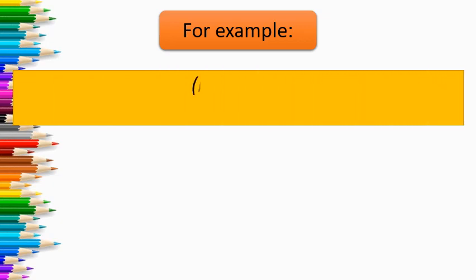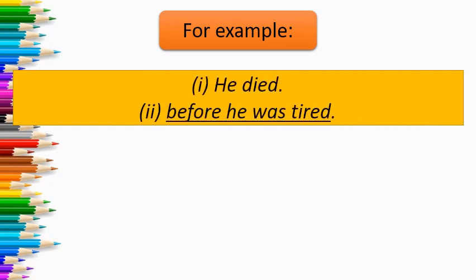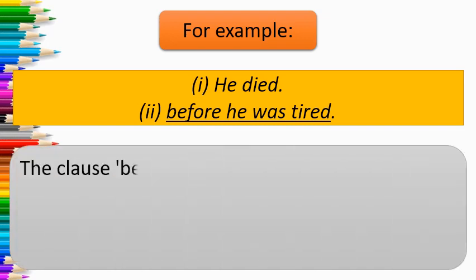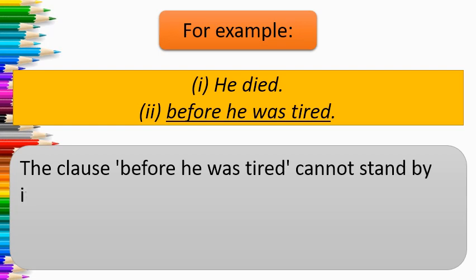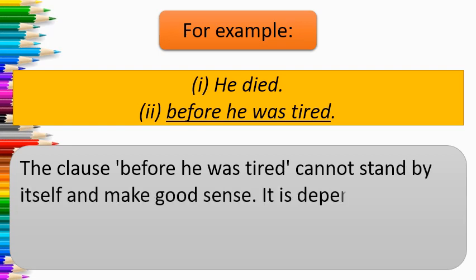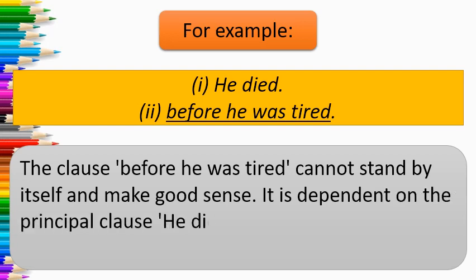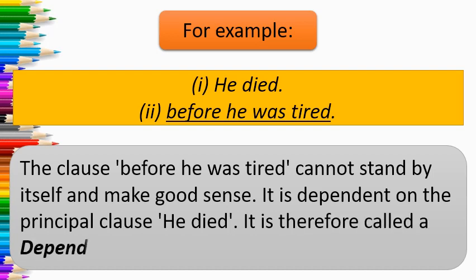Let us see an example to clarify it. He died before he was tired. So, the clause before he was tired cannot stand by itself and make good sense. It is dependent on the principal clause, he died. It is therefore called a dependent or subordinate clause.